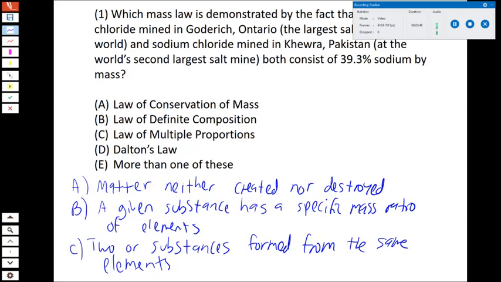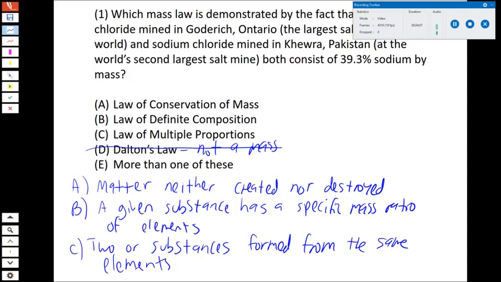And then choice D here, which is Dalton's law, that's not a mass law. So we're going to eliminate that answer choice, because there is no Dalton's law. There actually is a Dalton's law, but it's not a mass law, so we're going to talk about that later on in the course. Dalton's atomic theory explains the mass law, but that is not considered. Remember, laws and theories are sort of two different things.